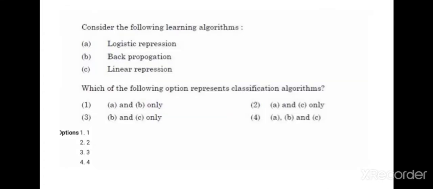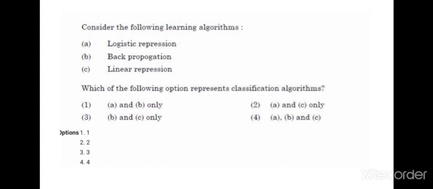So here the question is, consider the following learning algorithms. A, logistic regression, second one backpropagation, and third one linear regression. Which of the following options represents classification algorithms? And the options are shown here. First option A and B, then B and C, then A and C, and the fourth option is A, B and C.